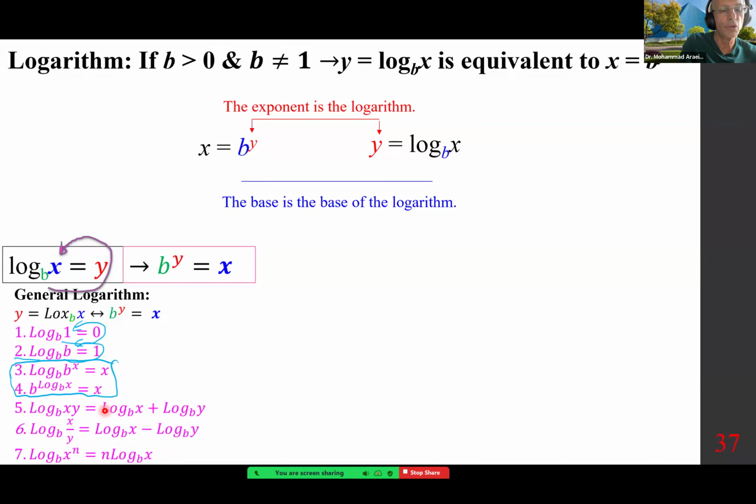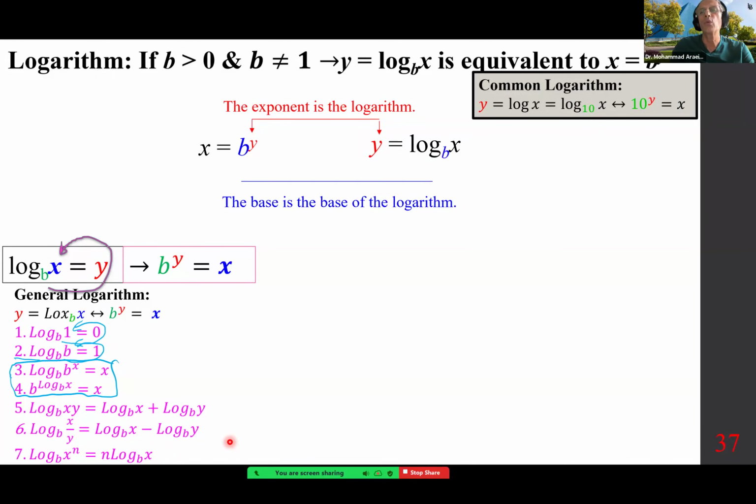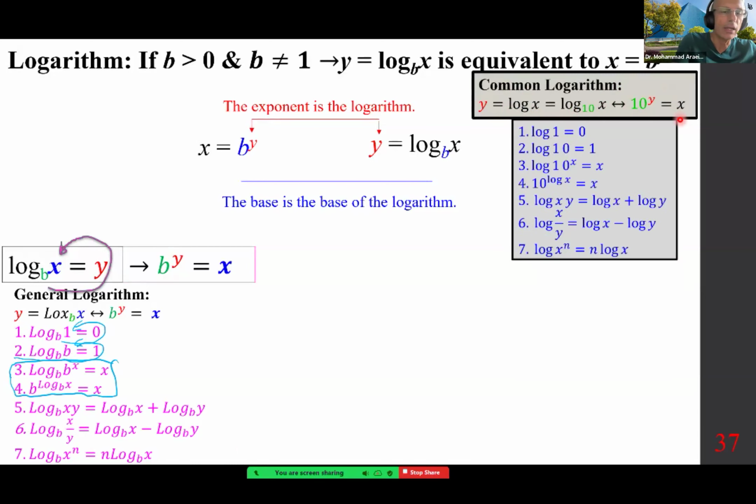This is called the product rule. This is called the quotient rule. This is called the power rule. When we go with common log, the base is 10. So when we see log with no base, that means log x base 10. So don't write the base, it means the base is 10, 10 to the power of y is x. And you can see the properties for that. I hope you can follow that.